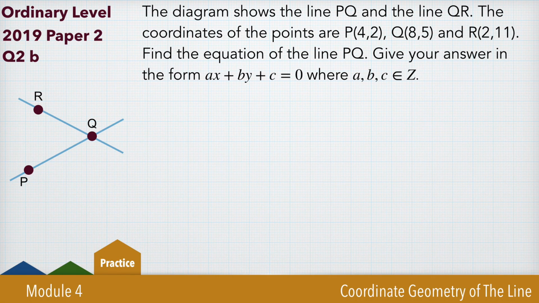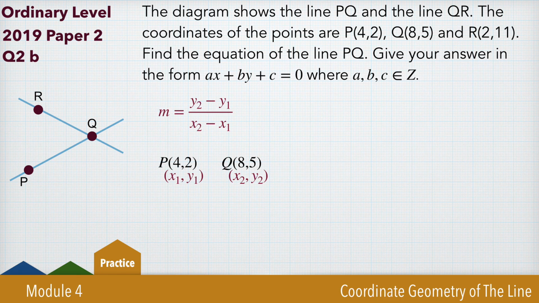Here we are given a diagram that shows the line PQ and the line QR. We are given the coordinates of the points P, Q and R, and we are asked to find the equation of the line PQ. We must also give our answer in the general form, where a, b and c are elements of integers. We must first find the slope of the line PQ using our slope formula. We begin by labelling our points and substituting them into the formula, which yields a slope of 3/4.